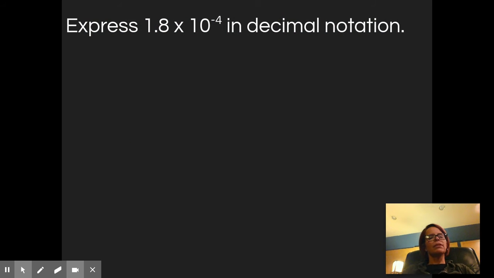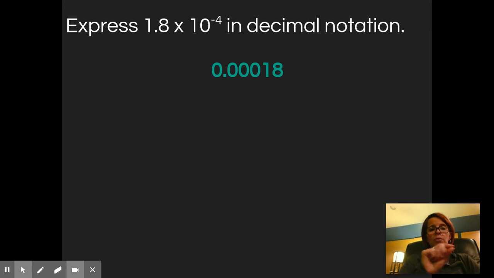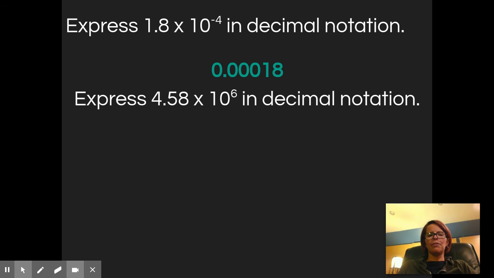All right, let's try another one. Can you express 1.8 times 10 to the negative 4 in decimal notation? Now, the negative 4 means that it's a wee number. So you would take the decimal in 1.8 and move it 4 places. It's hard to say that when I'm pointing at you guys. You move it so that it makes it a smaller number. So you move it in front of the 1, now in front of a 0, a 0, a 0. You move it 4 spaces so that you can indicate it that way.